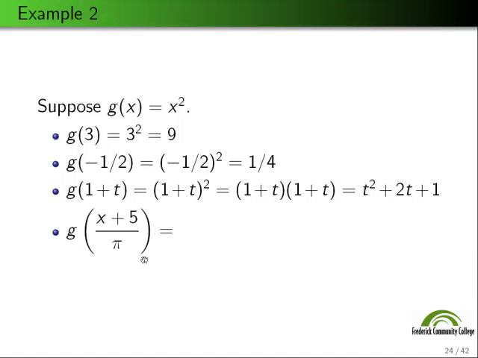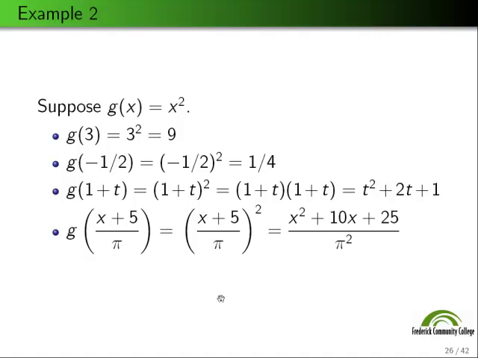Again, here's just a hair more abstract. We're putting x plus 5, the sum of x plus 5, divided by pi into g. But it's still the same thing. Whatever you put into g, you must square it. That is how g is defined. So x plus 5 divided by pi squared is going to be x squared plus 10x plus 25 divided by pi squared. Again, stop this video and make sure that you can work out that multiplication.